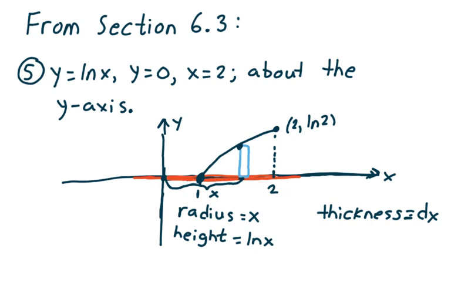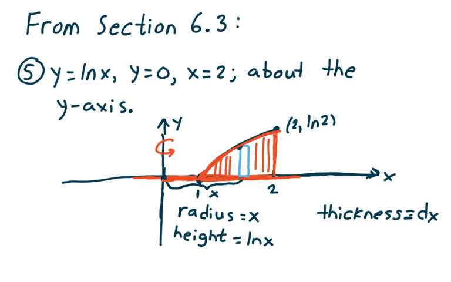y-axis. Notice that y equals 0 is located along the x-axis, and that's in red right here. X equals 2 is here. And then I drew y equals natural log of x, and I just happen to know that natural log of 1 is 0. So I start at the point (1, 0), and I go to the point (2, natural log of 2). And so this is the region that we're talking about. And I'm going to rotate that region right here about the y-axis.